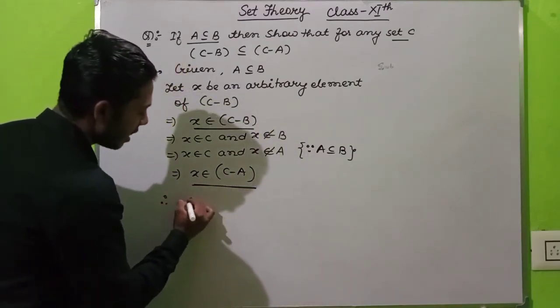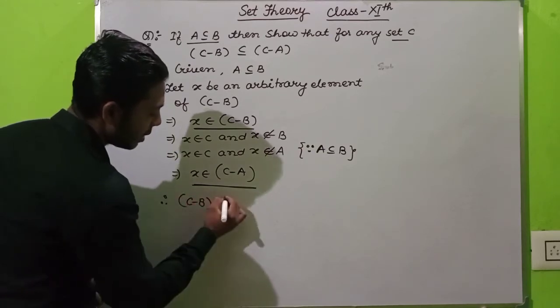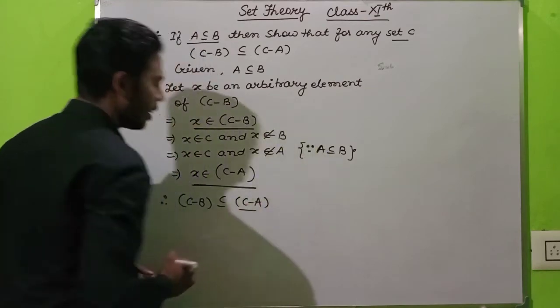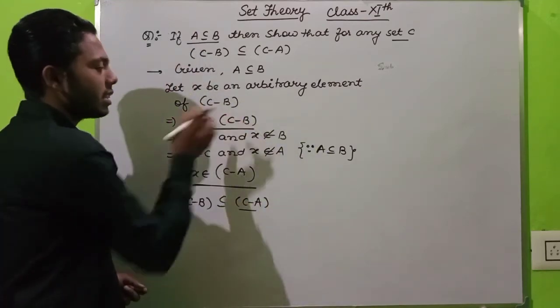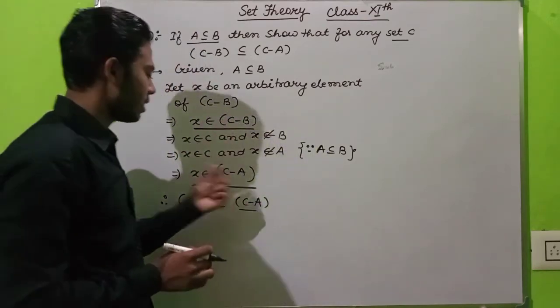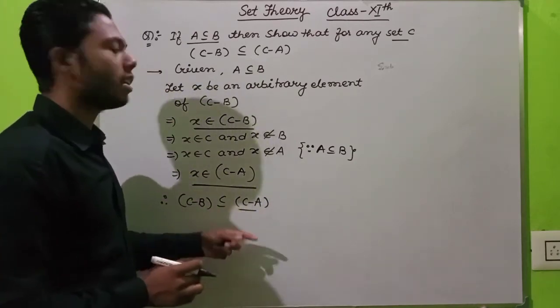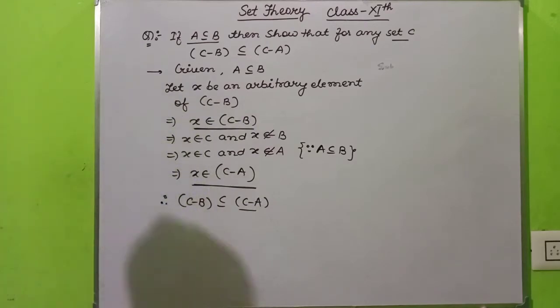Therefore we can say that the difference of set C minus B is a subset of the difference of set C minus A because X जो है वो इस सेट में भी लाई कर रहा है और X इस सेट में लाई कर रहा है, यानी कि दोनों एक दूसरे का क्या है? सबसेट है. So in this way we can prove this question.